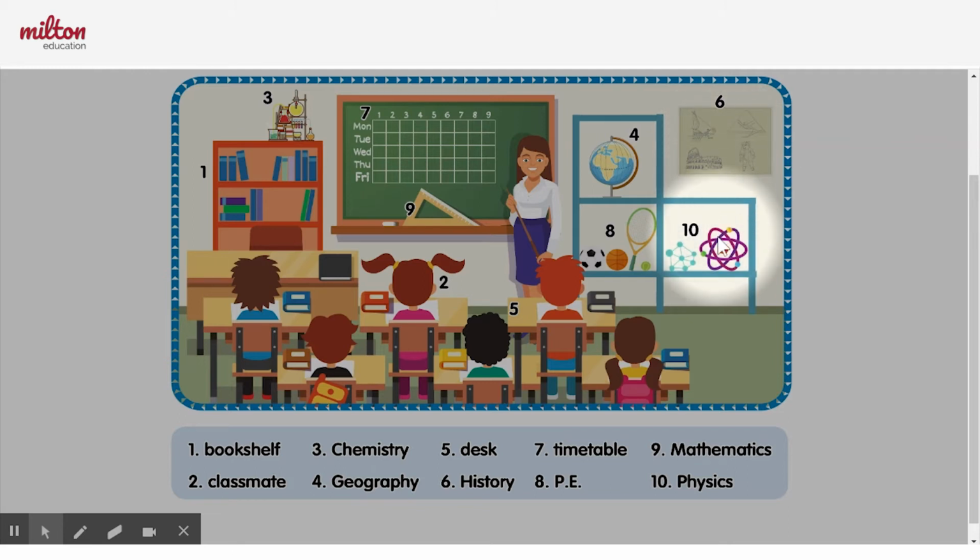Under the poster, we have some things that we use in physics class. Physics is a type of science, and in physics, we study things like light, heat, sound, and energy, and atoms too, like these.